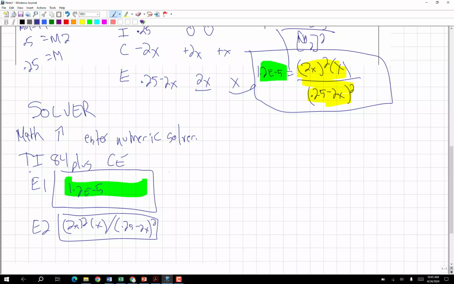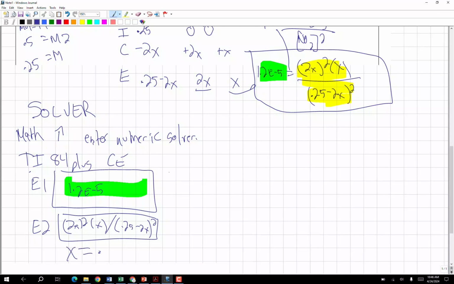Okay? So I'm going to type that in. I'm clearing mine. 1.2 E negative 5, down arrow, quantity 2x quantity squared times x, quantity x quantity, oops, I put squared. I mistyped it, so I got to start all over again. 2x quantity squared times quantity x quantity, divided by quantity 0.25 minus 2x quantity squared. Okay? And then it says x equals.